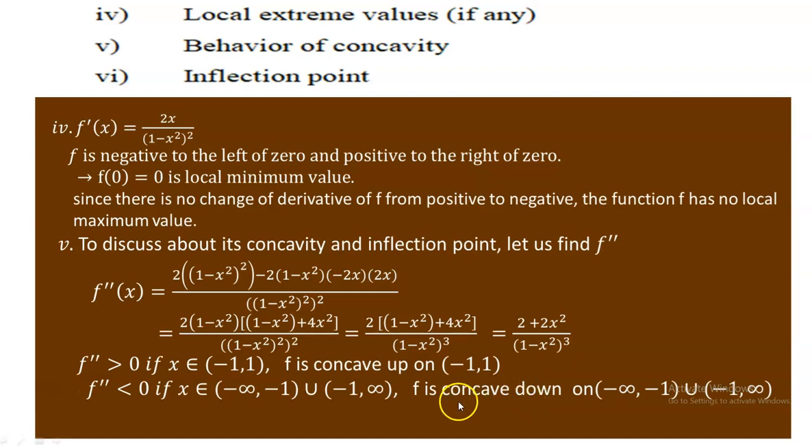Concave down. Can we have an inflection point for this? We don't have, because no value makes the second derivative 0, right? Because it is already a positive value, so we don't have an inflection point for this. So having this into account, what comes next is question number what, students? Question number 4.